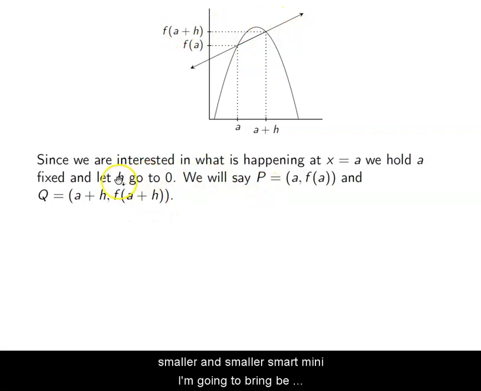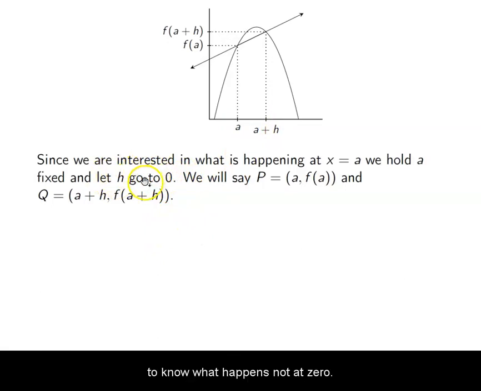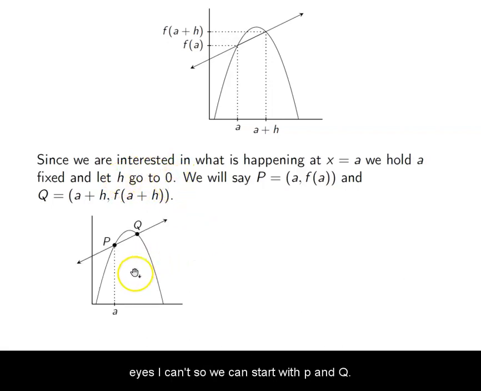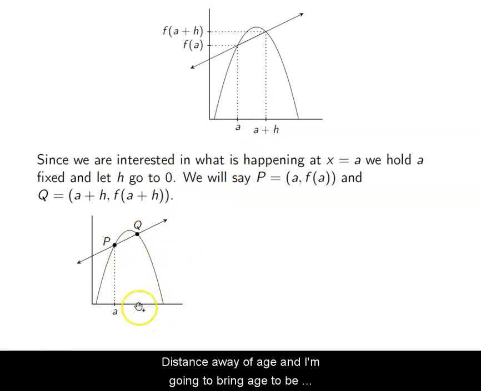So I'm going to let h get smaller and smaller, meaning I'm going to bring B closer and closer to A. So the distance between these two points is going to get very, very close. In fact, I would like to know what happens not at 0, but when I'm infinitely close to 0, as close to 0 as I can. So we start with P and Q, a distance h away, and I'm going to bring h to be smaller and smaller.